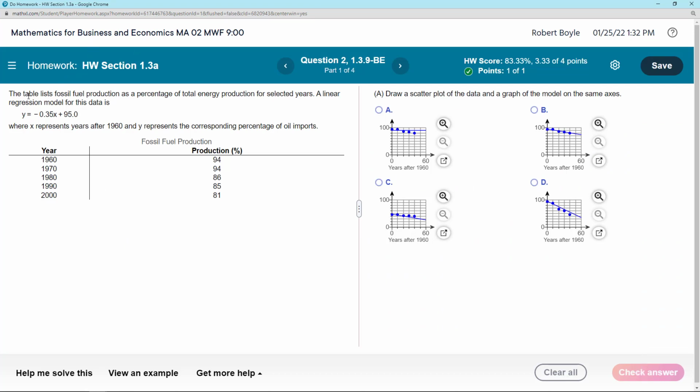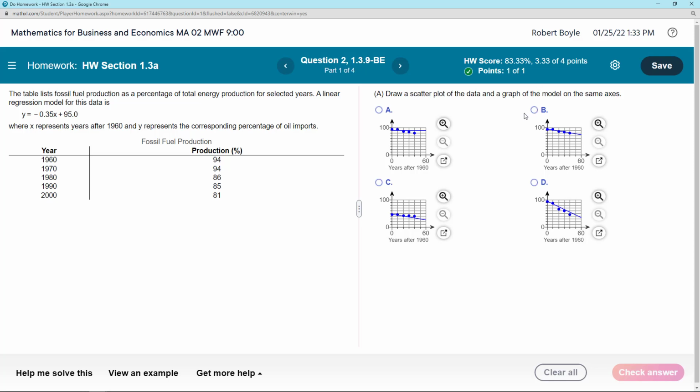Okay, so here is our second problem. Here we have the table lists fossil fuel productions as a percentage of total energy for the selected years. And then we have a linear regression model for this data. And notice that y is equal to negative 0.35x plus 95, where x represents the years after 1960. Okay, and the first thing we want to do is once again draw a scatter plot and graph the model on the same axis. And of course we don't need to do that, we just need to select it.